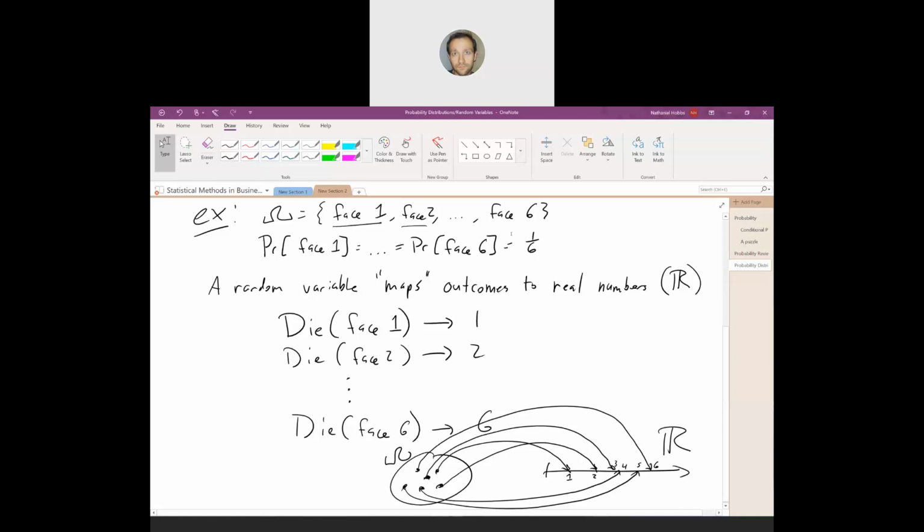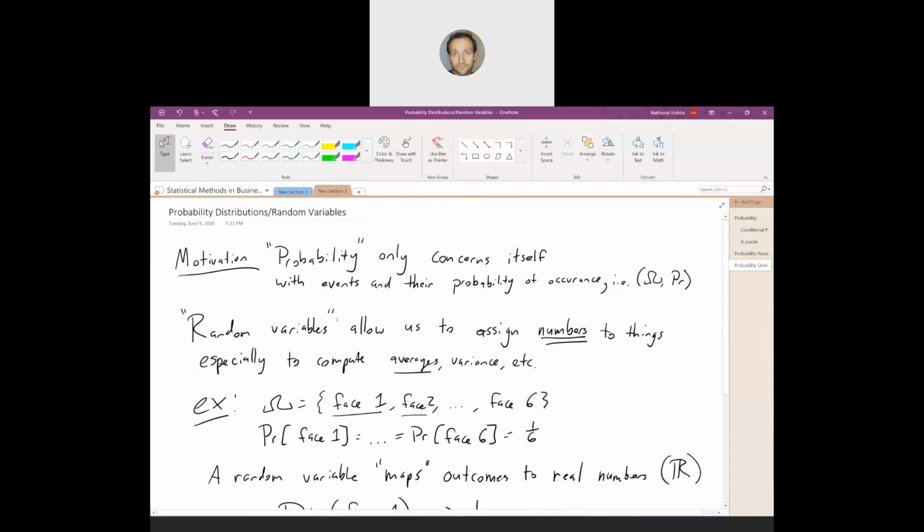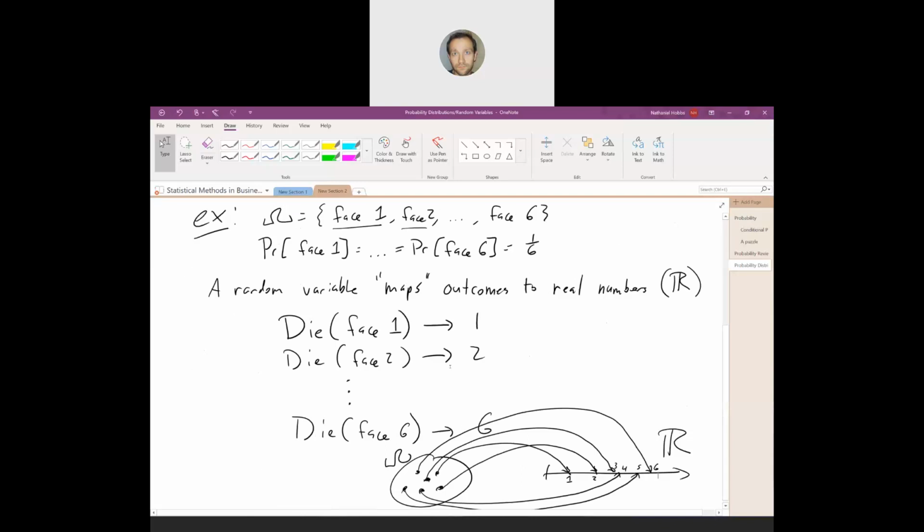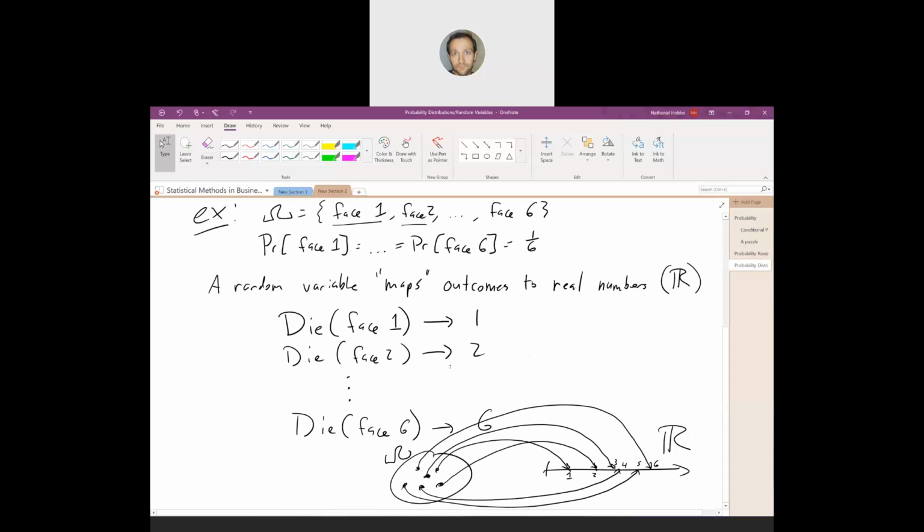These are things that you cannot do in just regular old probability. Probability, you can only talk about things that happen and the probability that those things happen. Random variables, you're talking about numbers. Okay, so that's it. We will pick it up here next time, especially talking about expectation of random variables.